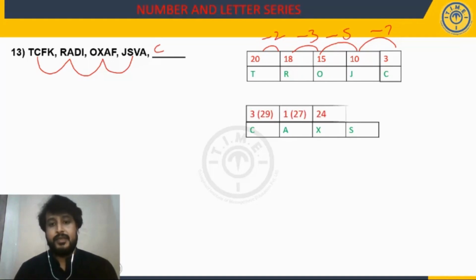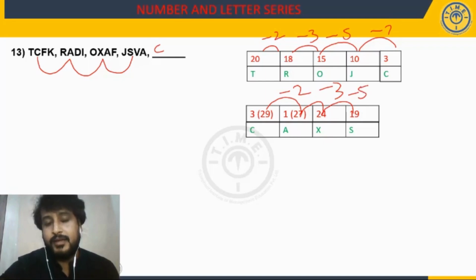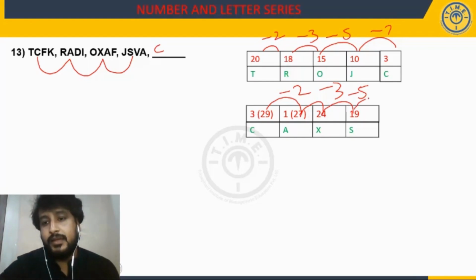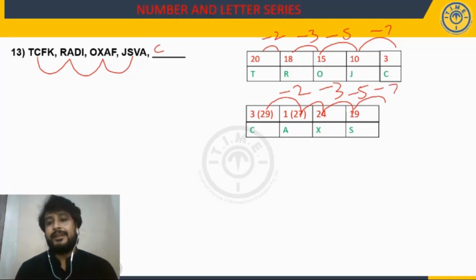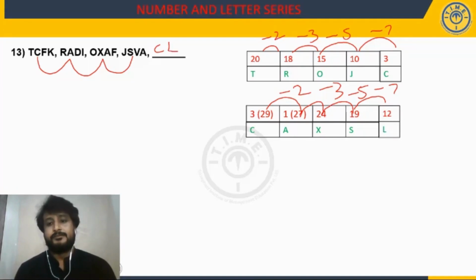Now, C is 29 or 3, A is 1 or 27, X is 24, S is 19. Now identify the logic. 29 to 27 is minus 2, 27 to 24 minus 3, 24 to 19 minus 5. Again minus 2, minus 3, minus 5. This comes under the classification of prime numbers. So after 5 will be 7. Now 19 minus 7 is 12. Which letter's place value is 12? L. So our second letter will be L.